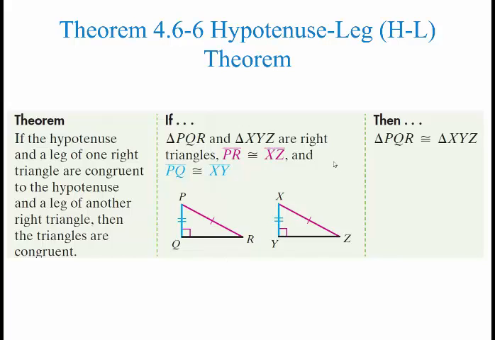So if you can somehow prove that two different triangles, triangle PQR and triangle XYZ, are right triangles, their hypotenuses are both congruent, and any leg of the triangle is congruent with the corresponding leg over here, so right angle, leg, hypotenuse, then there's no way you cannot have this: triangle PQR is congruent to triangle XYZ.